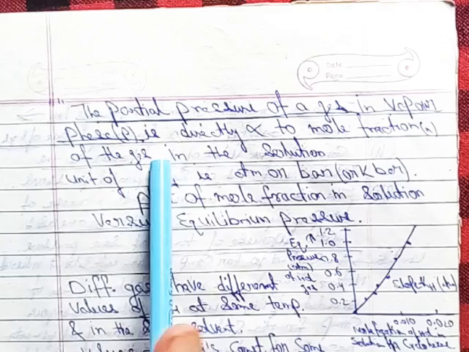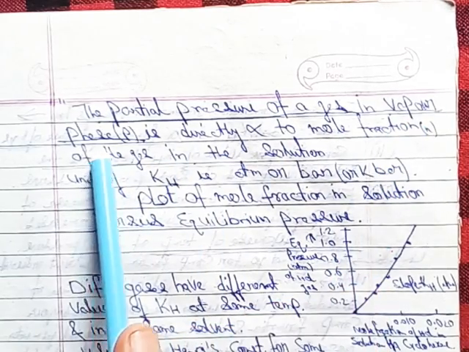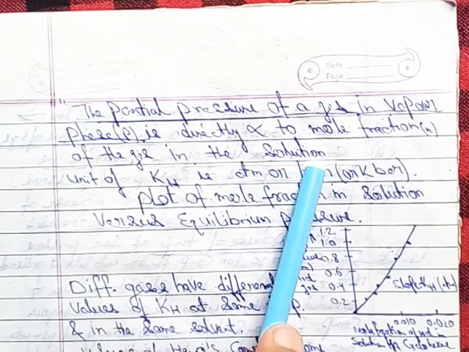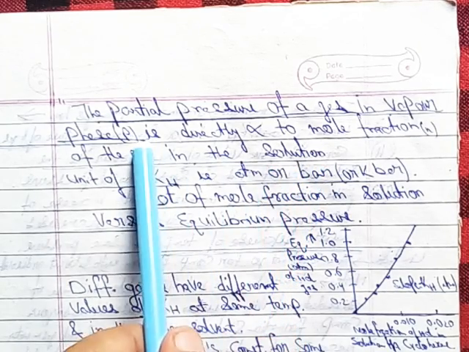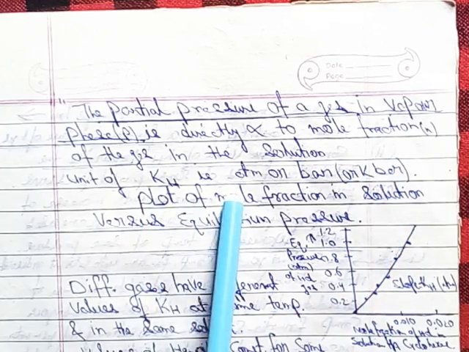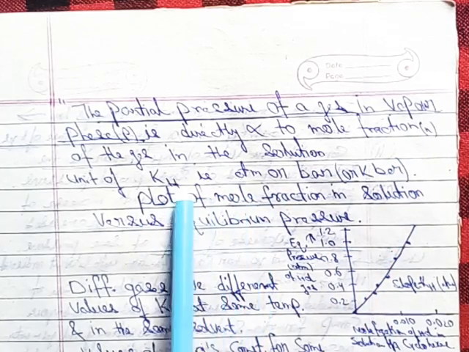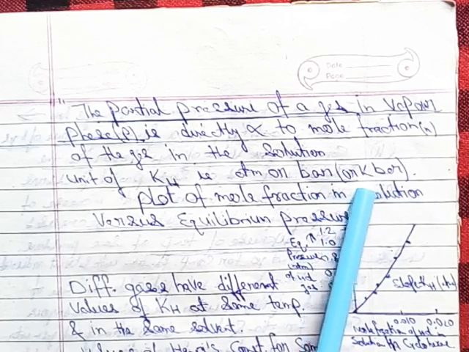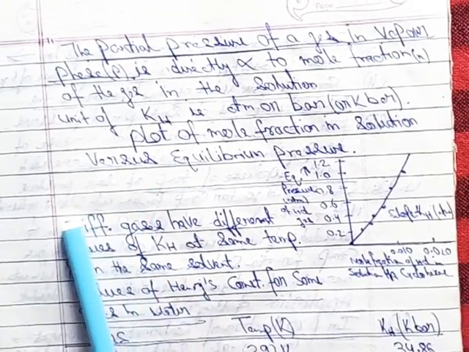Then we have the partial pressure of a gas in the vapor phase is directly proportional to the mole fraction of the gas in the solution, which we have seen. So partial pressure p is proportional to x. KH is in atm. What will be the unit? KH is in atm or bar. It can be in kilobar also. No, it is shown with the graph.